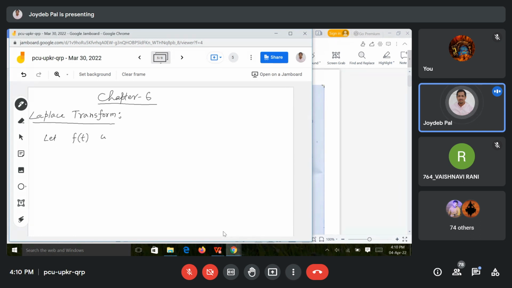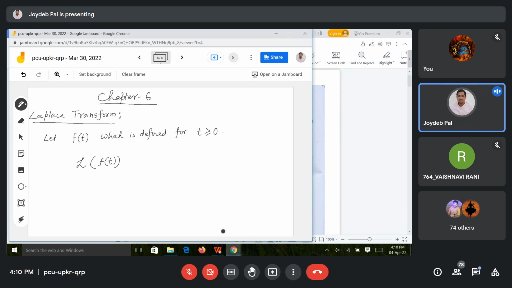which is defined for t greater than or equal to 0, meaning in the positive real axis, the function is defined. Okay. Then the Laplace transform of this function is denoted as L of f(t). Okay, the Laplace transform notation is L of f(t).